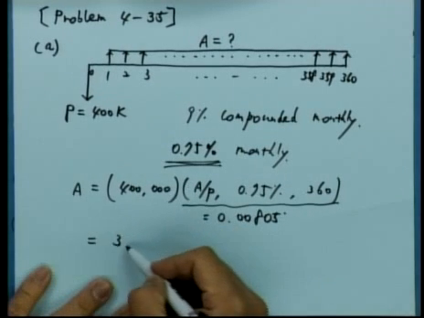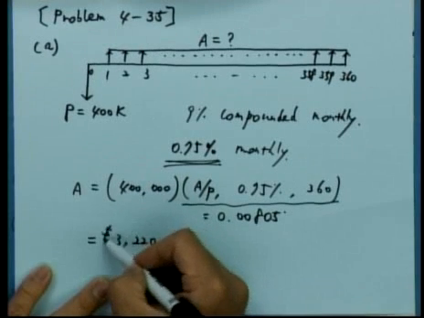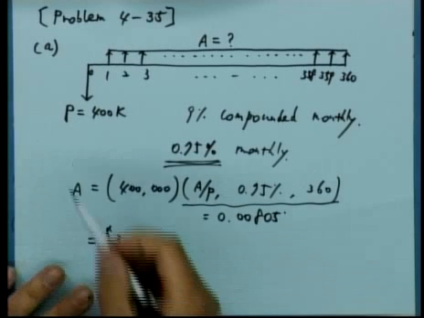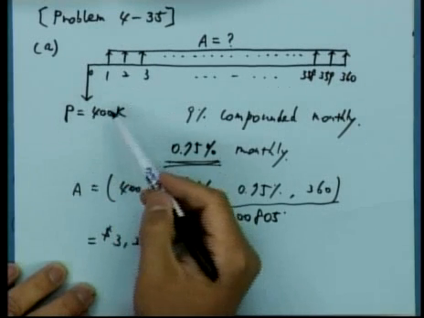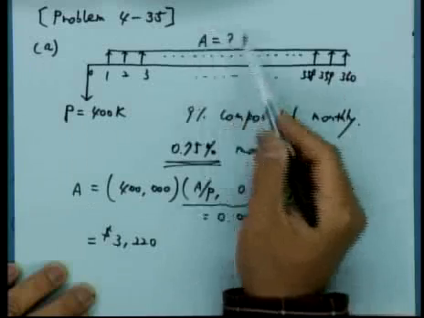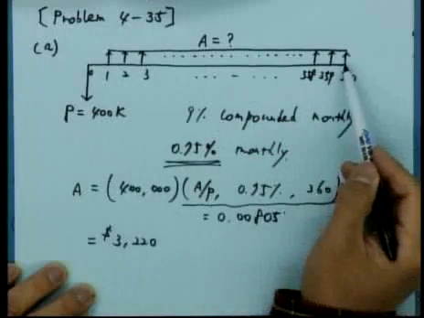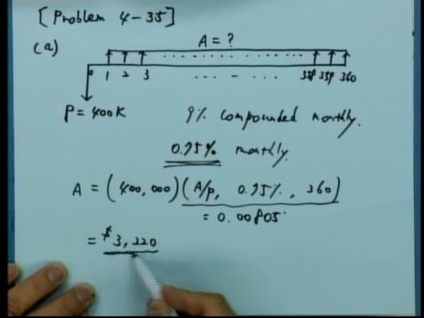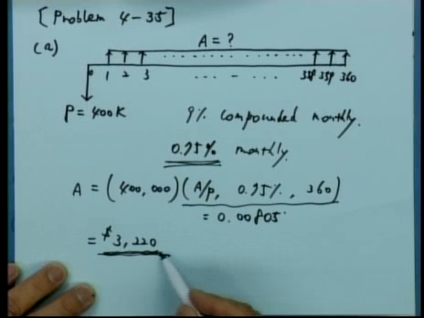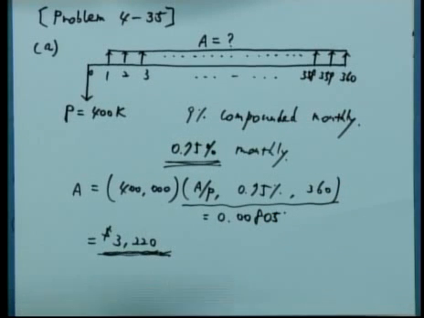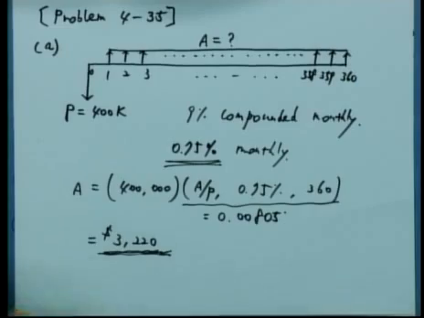That's going to be $3,220. Okay? So because this 400K should be converted to an equivalent uniform series of A over 360 periods, that's why we use this formula, right? And finally, we got this uniform series of $3,220 over the next 360 periods. So this is the answer for A, right?